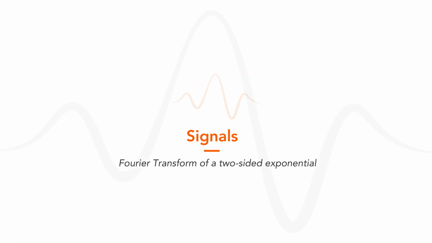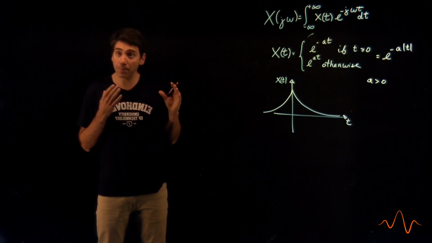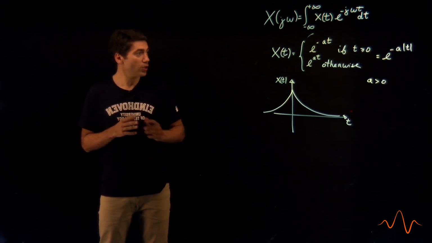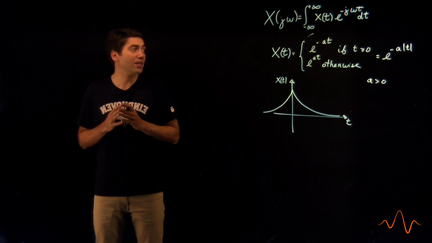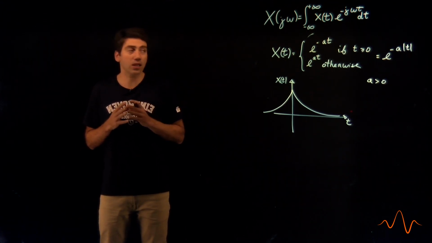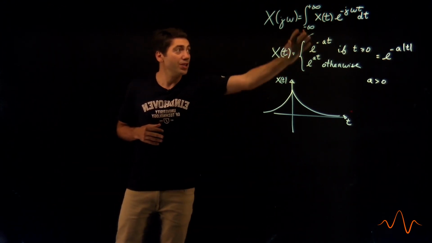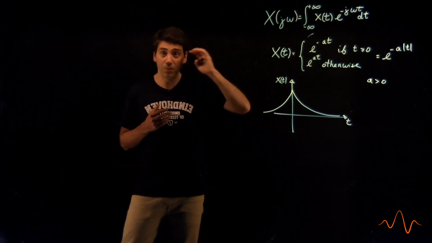So the next example is computing the Fourier transform of a two-sided exponential, which is defined by this, and in a compact way, exponential of minus a absolute value of t, where a is larger than 0. So again, we're going to plug in this expression here, and now we see that it's defined differently when t is negative and when t is positive.